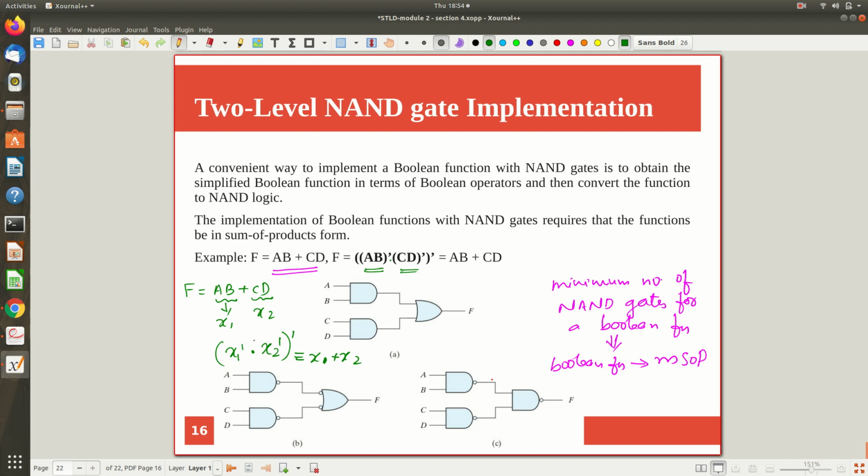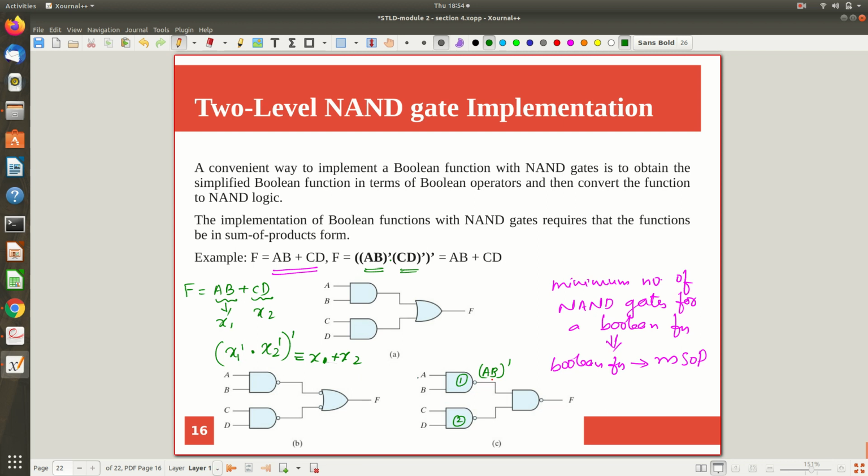So, instead of a single input, I just have a 2 variable product term. I can do this using a single NAND gate. So, what I have to do is take this A and B and use an AND gate. This is the first AND gate. This is going to give me AB, the whole complement. And similarly, C and D, use a second AND gate.